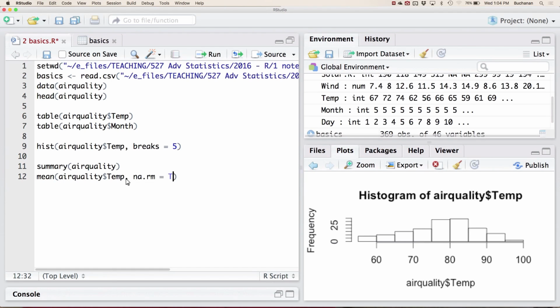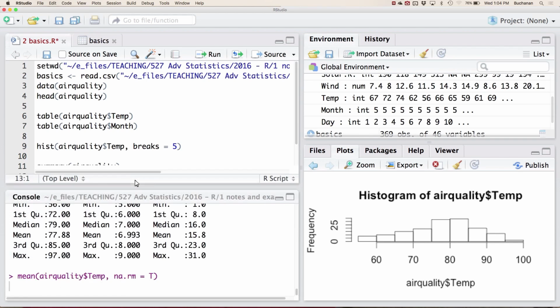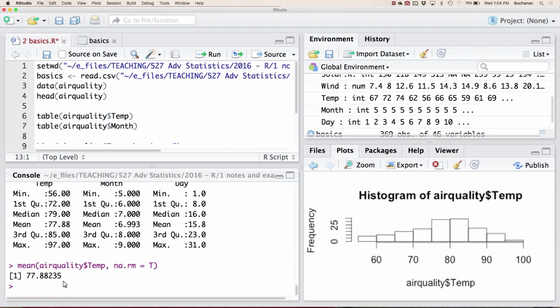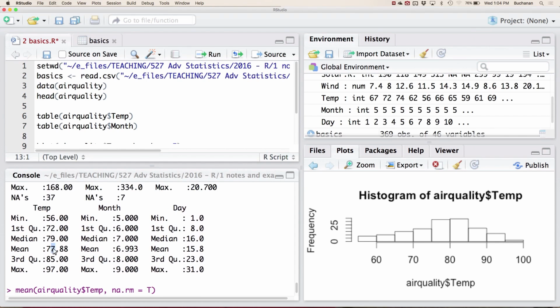And that's going to be helpful if it spits an NA back out at you. It's usually because you have missing data and it doesn't know what to do. And na.rm is the most common way to deal with it. Let's run that. It tells us the mean of temperature is 77.88, which will match up here. So the summary function automatically ignores NAs.